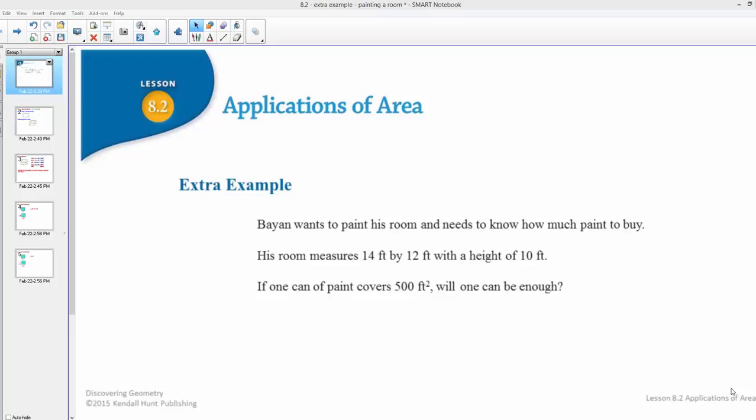Okay, here's a quick example for lesson 8.2, applications of area. In this example, Bayan wants to paint his room and needs to know how much paint to buy. His room measures 14 feet by 12 feet with a height of 10 feet. If one can of paint covers 500 square feet, will one can be enough?